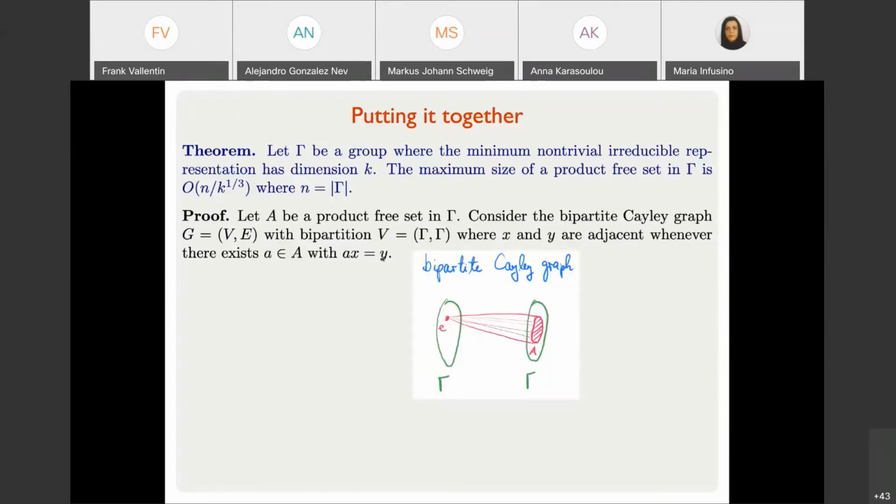So here's a part of the bipartite Cayley graph. We have gamma on the left side, gamma on the right side, and then, for example, the neutral identity element of gamma is connected to all elements in A. And the other elements are connected to shifted copies of A. And this graph is made in such a way that bi-independent sets inside of this graph correspond exactly to bi-independent sets.